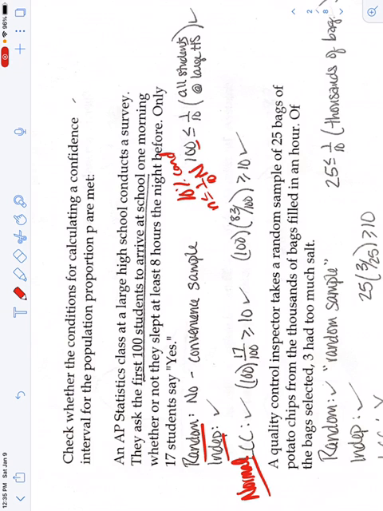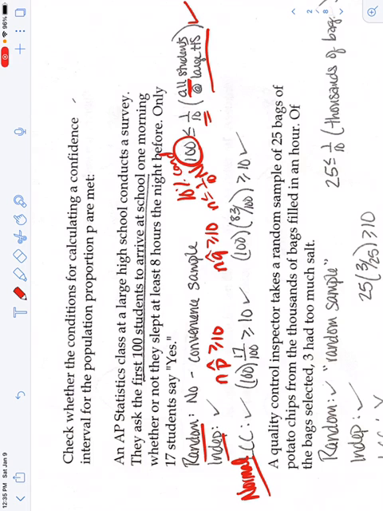I have 100 students in my sample, 1/10. I do not know how many people are at this school, so I write, and the "all" is a very important word, all students at this large high school, and we just assume that's true. And to be normal, I'm going to do the LCC, which is n p hat greater than or equal to 10, and n q hat greater than or equal to 10.